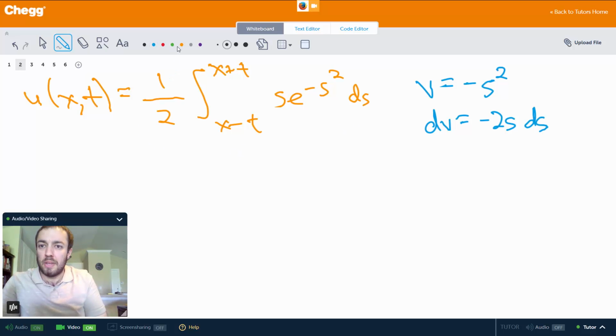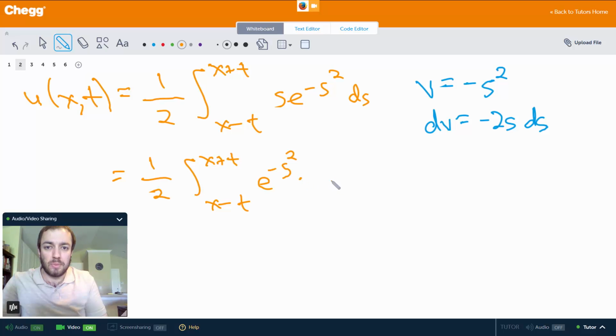Okay, so let me first rewrite this integral. It's going to be 1/2 times the integral from x minus t to x plus t. And then what I want to say is e to the negative s squared. And then what I want to do is say times, leave a little bit of space, s ds. Now I want negative 2s ds, so let me put a negative 2 in here. But if I'm going to multiply by a negative 2, let me actually use a different color. If I'm going to multiply by a negative 2, then I have to divide by a negative 2 out here, or in the integral, to make that okay.